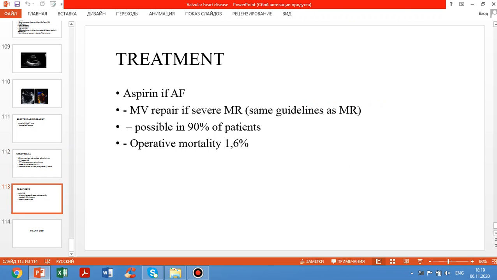Treatment: aspirin if atrial fibrillation. Mitral valve repair if severe mitral regurgitation. There are the same guidelines as for mitral regurgitation. Repair is possible in 90% of patients, and operative mortality is 1.6%.